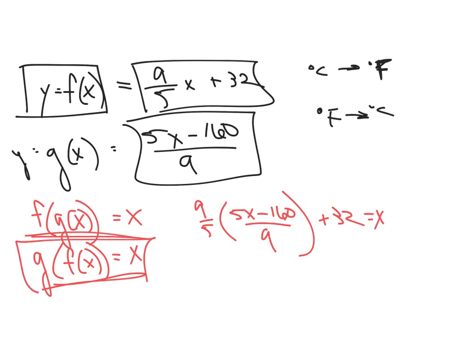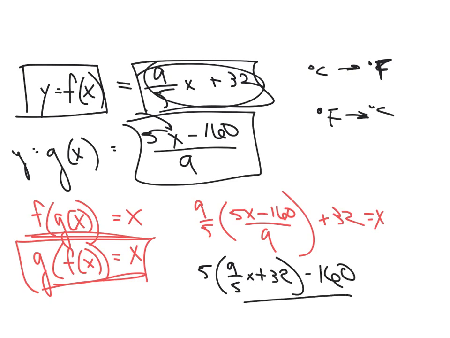Now for this second one, let's do it in black. Wherever I see an x here, I'm going to put this in its place. When I do that and cancel everything and simplify, I find out everything cancels and is equal to x. So since this composition, f of g of x, gives me x, and g of f of x gives me x, then I know that they're inverses.